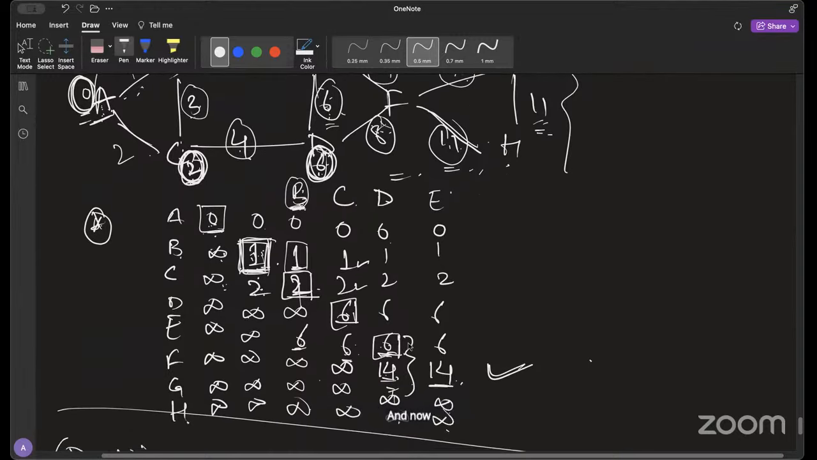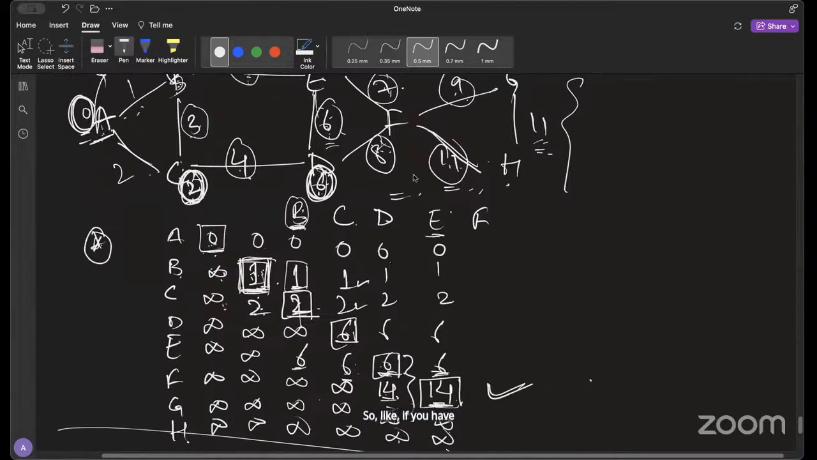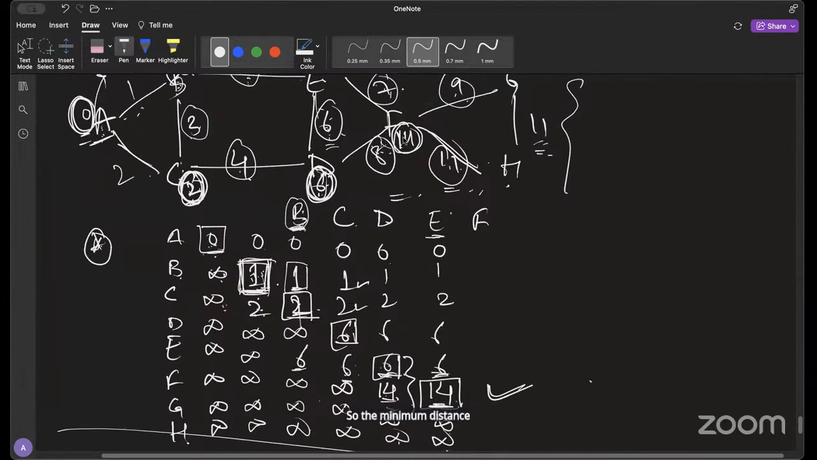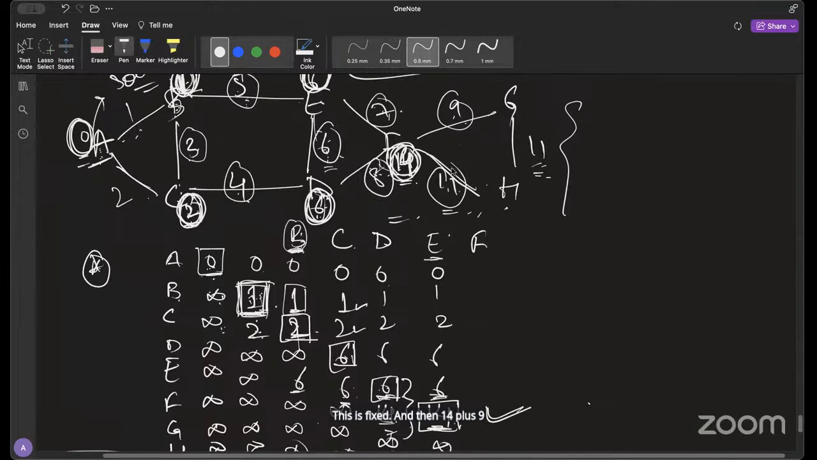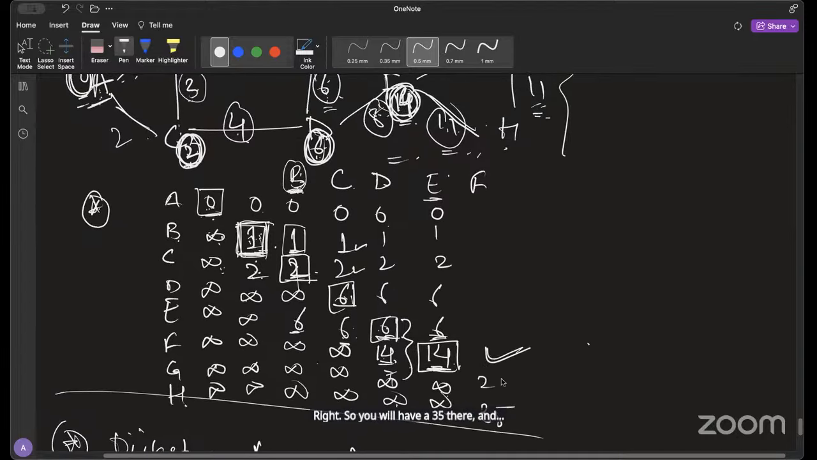And now you explore F next, because this is the only one left. Nothing else is left. Everything is marked, right? You have found the minimum distance till E, so you can't choose these things. Then you choose this. And from F, at F you have distance 14. So the minimum distance till F is now fixed to be 14. You can't change this 14. And then 14 plus 9 is 23, and 14 plus 11 is 25. You will have a 25 here and a 23 here.